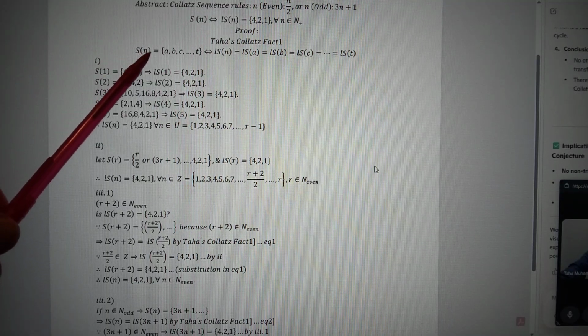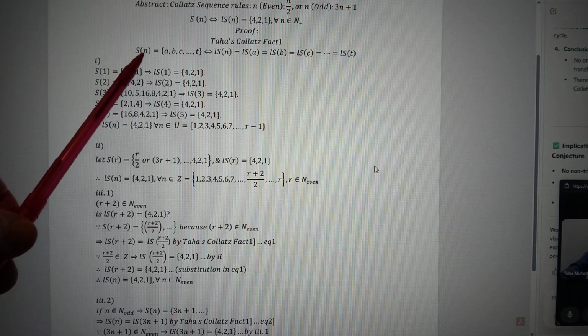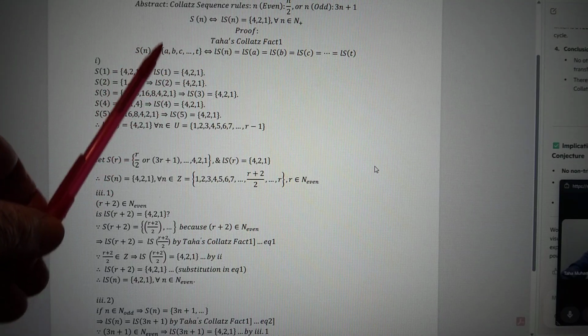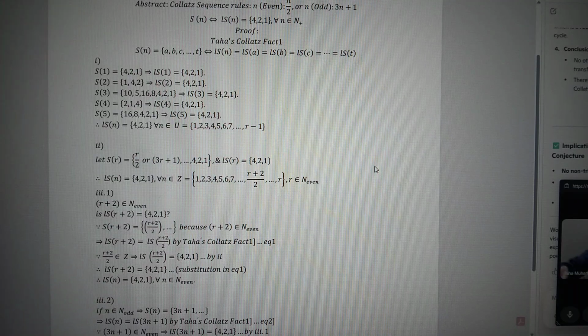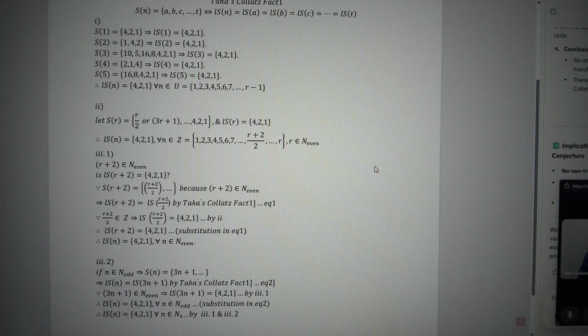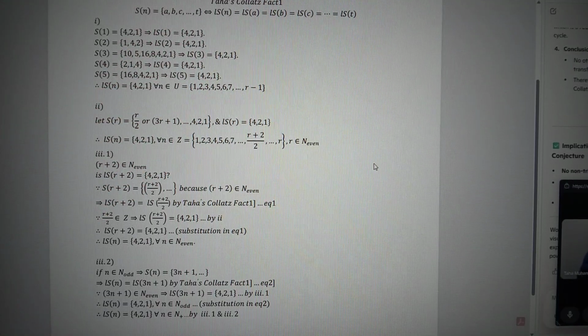Then the fact is this. The loop of any integer, on any side, first side we have n, second side we have A, B, C, T, all loops are the same. This is the fact that I figured out. Then let us start solving it. From 1 to 5, as you see, the loop is 4 to 1.